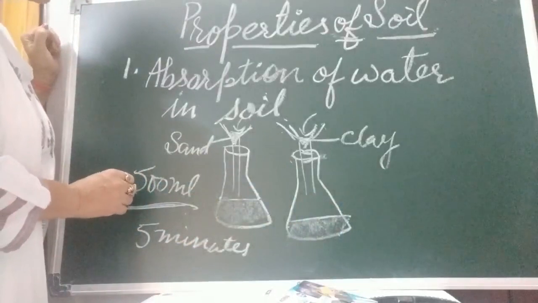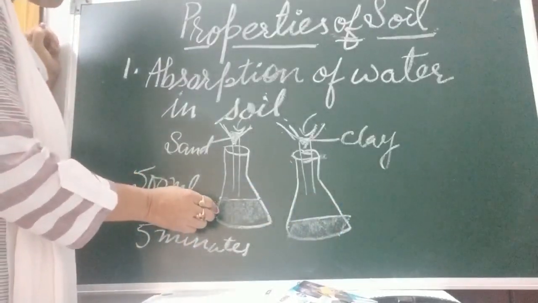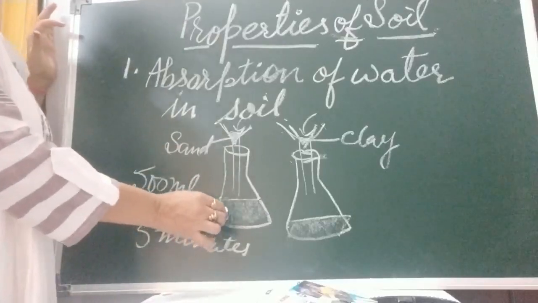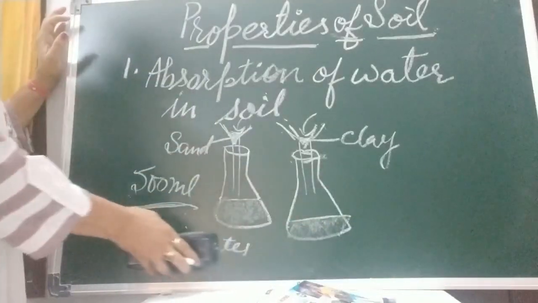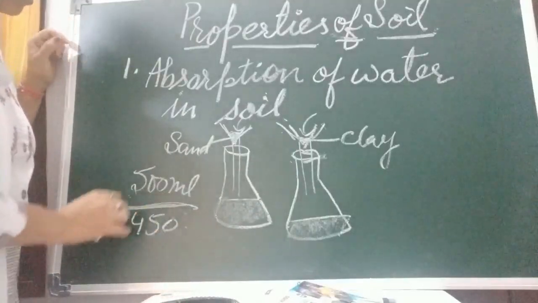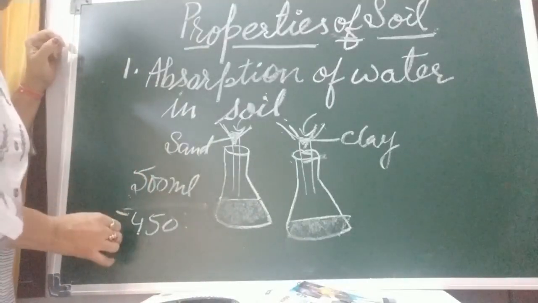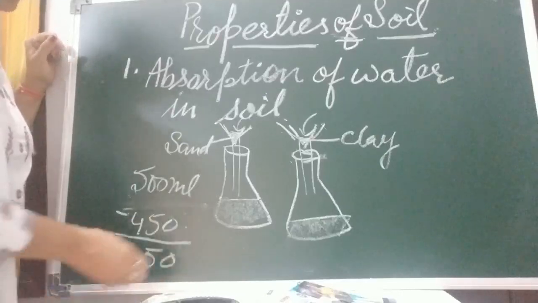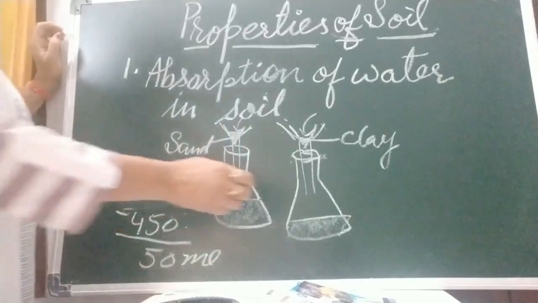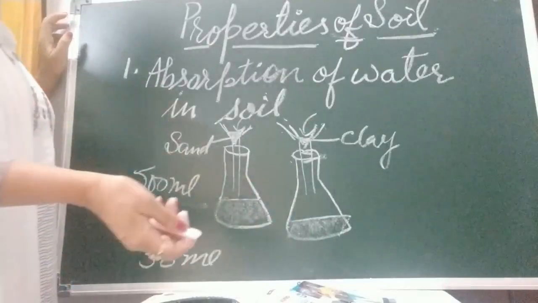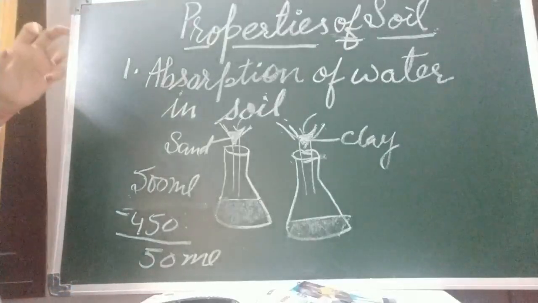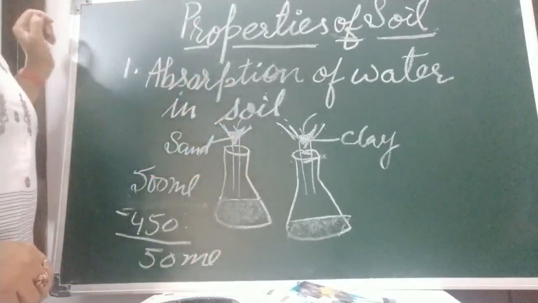Initial amount is 500 and this is the final amount of water collected here. And how much is not there? Suppose here 450 ml is collected. We subtract it from 500. How much water is not there? Where has it gone? This 50 ml is absorbed by the sand. Suppose here we are getting 250 ml. So where has 250 ml gone? It is absorbed by the clay. So which absorbs more? Clay absorbs more water.